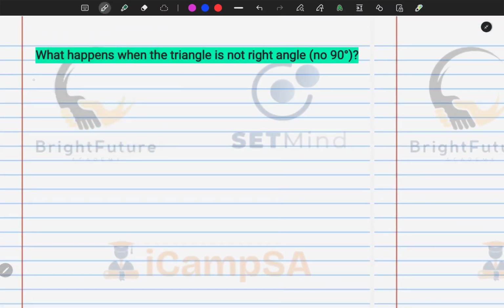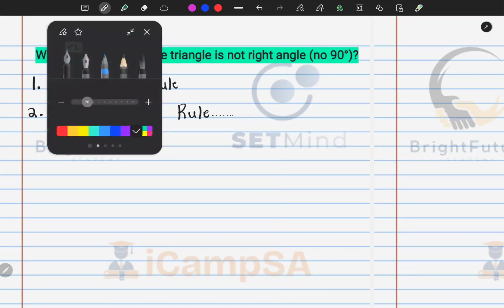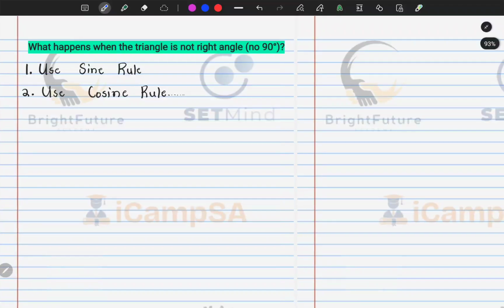We are left with two options. Option number one, we are going to use the sine rule. That is what will happen. Option number two, we'll use the cosine rule. So now we'll jump into the details of when we use these. I'm going to start with the sine rule.